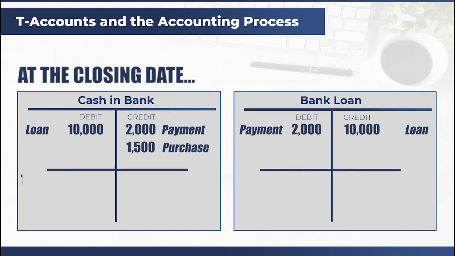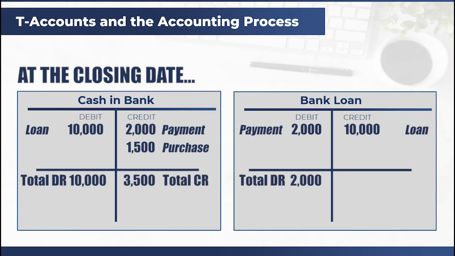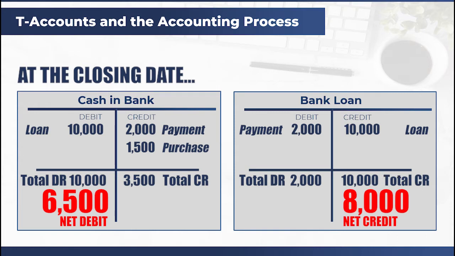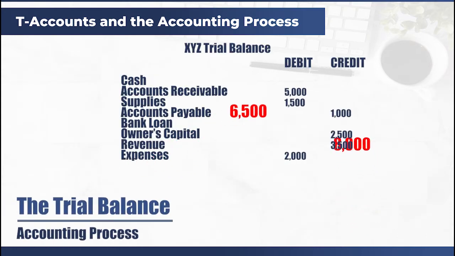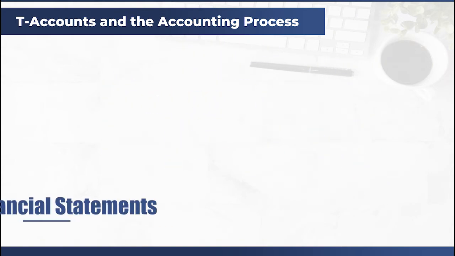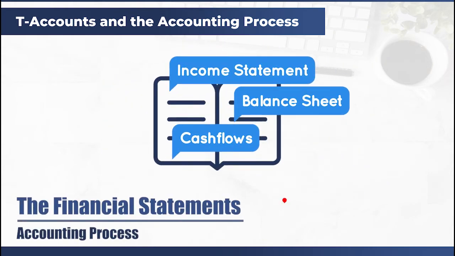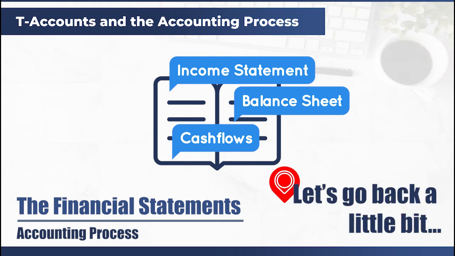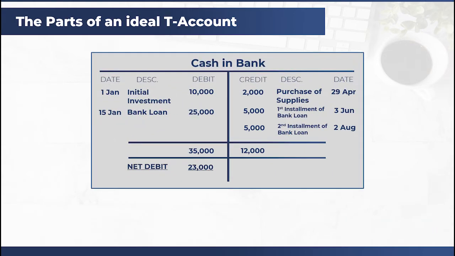And then at the closing date, each T account is summarized into one final figure by adding all the debits and all the credits. This total then eventually flows into the trial balance. The trial balance is then further summarized or aggregated into the financial statements. But wait a minute. That's almost a high-level summary of the accounting process for you, except for the closing entries, I guess. An ideal T account has the following parts.